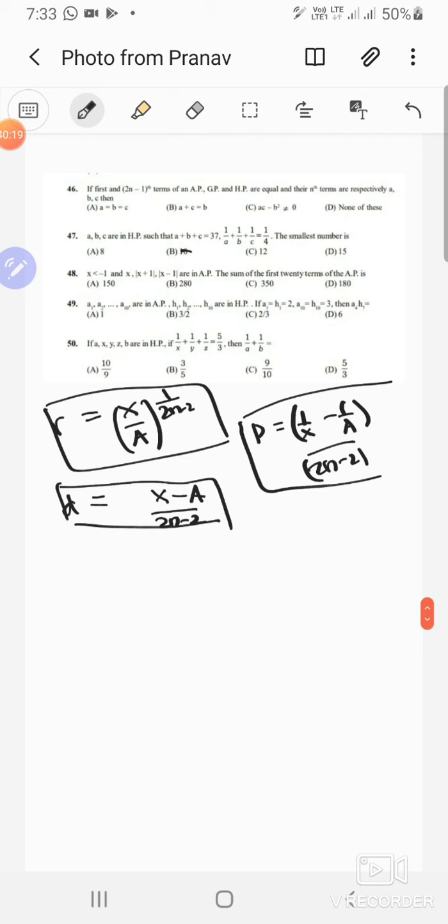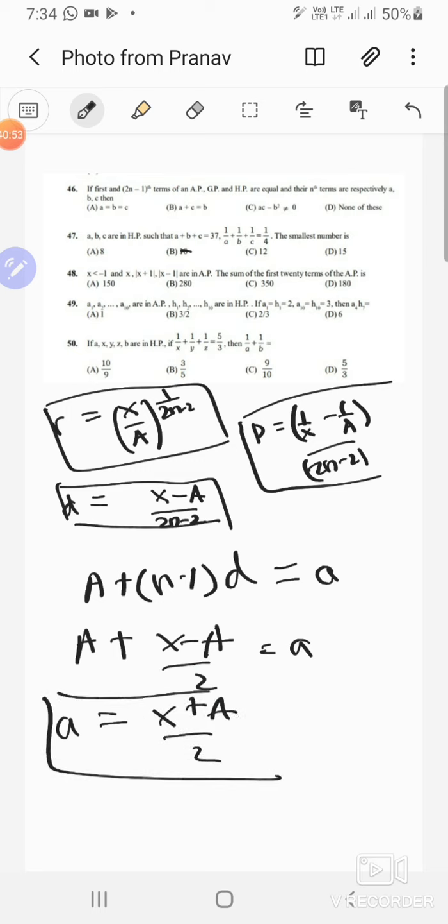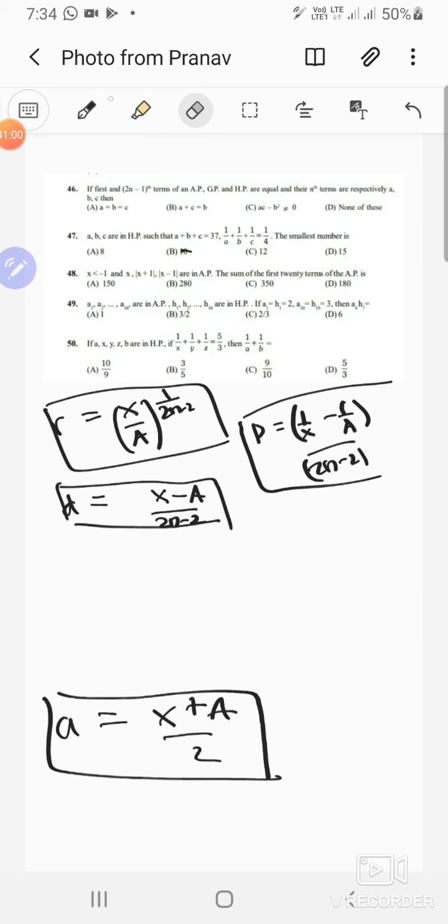Fine. So the next thing which we are given is that the nth terms are respectively a, b and c, which means the nth term of that AP is going to be a plus n minus 1 into d. That is going to be a. Now I'm going to substitute this value of d over there, so that will give me a plus n minus 1 into x minus a upon 2n minus 2 equals a. So 2a is going to be x plus a, that's another important equation. And I think n is going to get cancelled away in all of the equations.